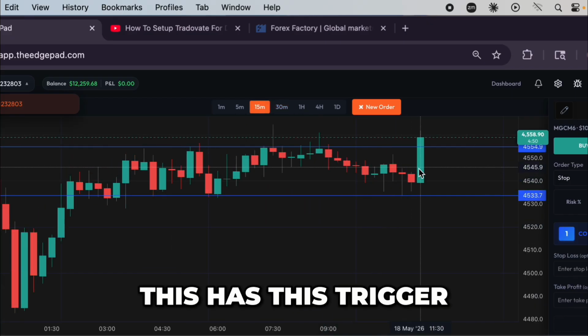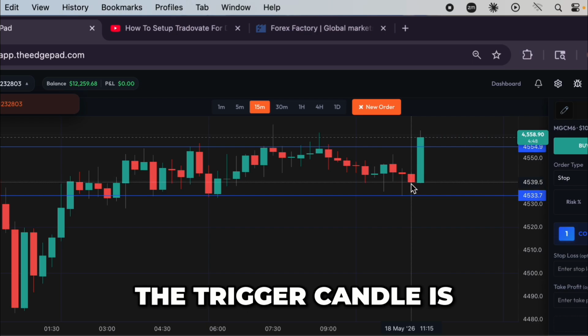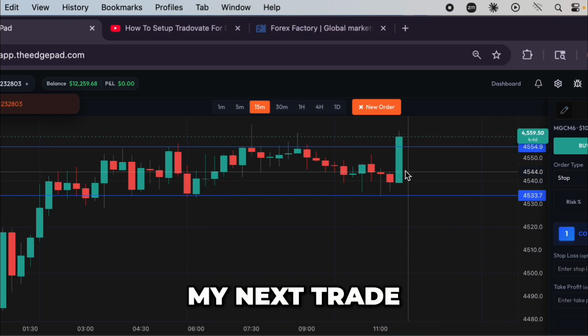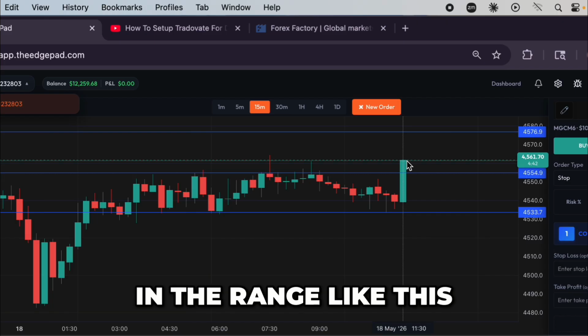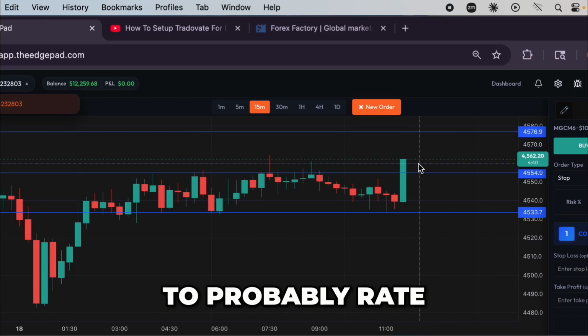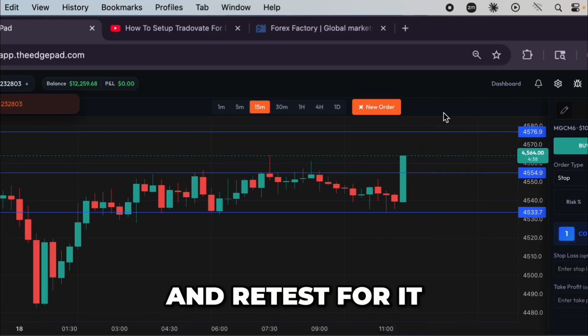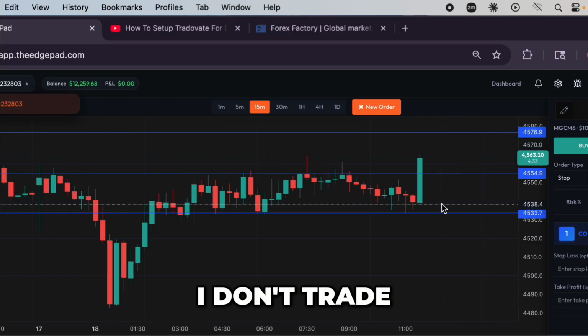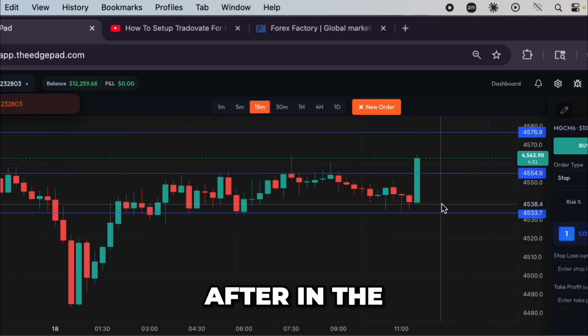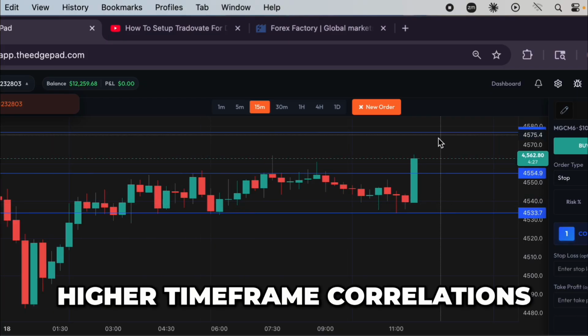This has the trigger candle for me. The trigger candle is a setup candle for my next trade. It created no bottom wick. If this 15-minute closes back above here in the range like this, then I'm going to probably have to wait for a break and retest for it to come back up here. So like I said again, I don't trade in the next 20 minutes. So higher time frame correlations.